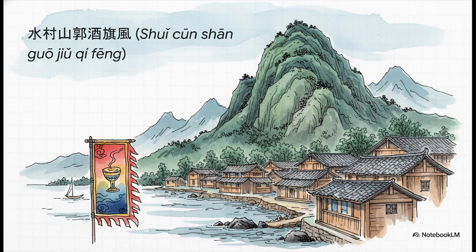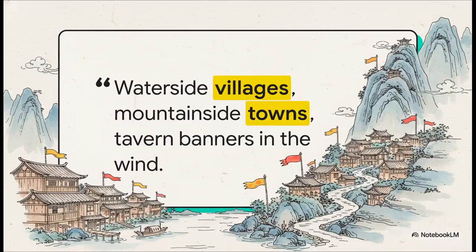So notice how this image unfolds. After that huge, sweeping opening shot, the poet's focus starts to zoom in. He guides our eye from that huge landscape down to the little details of human life. We see villages right by the water, towns nestled up against the mountains, and even the lively flutter of tavern banners, which is a sure sign of a prosperous and bustling community.